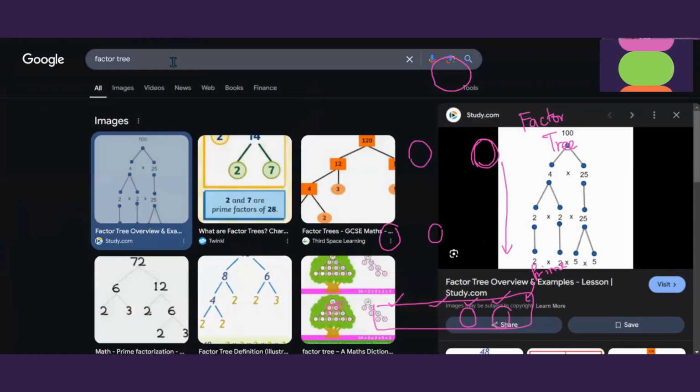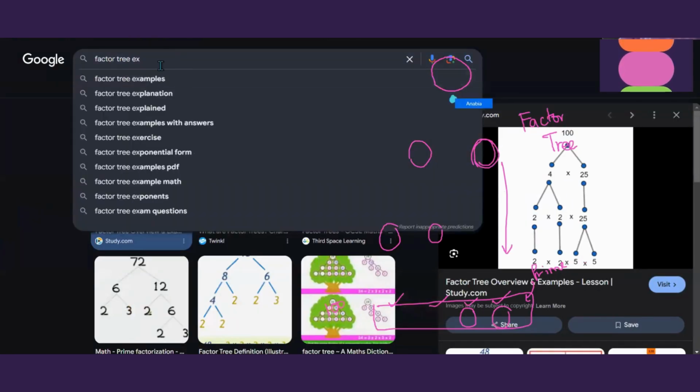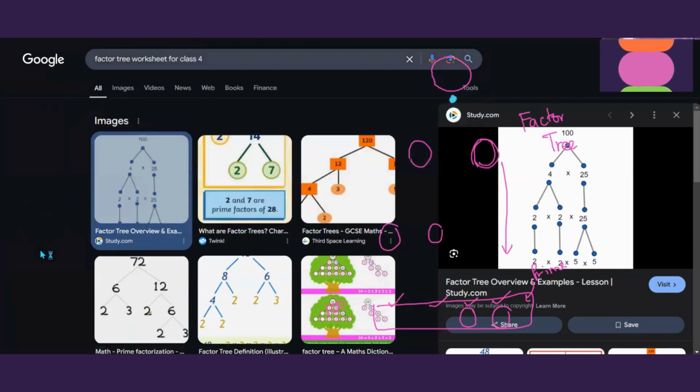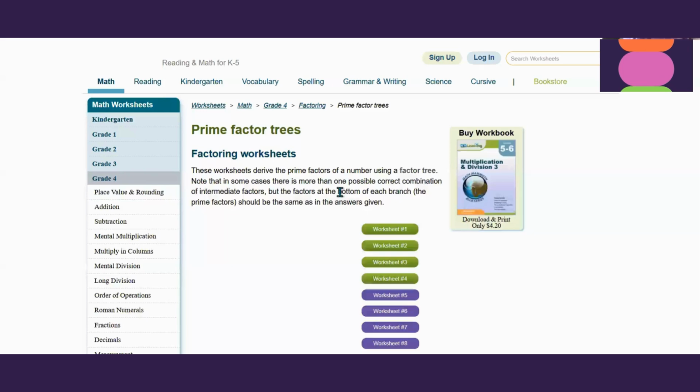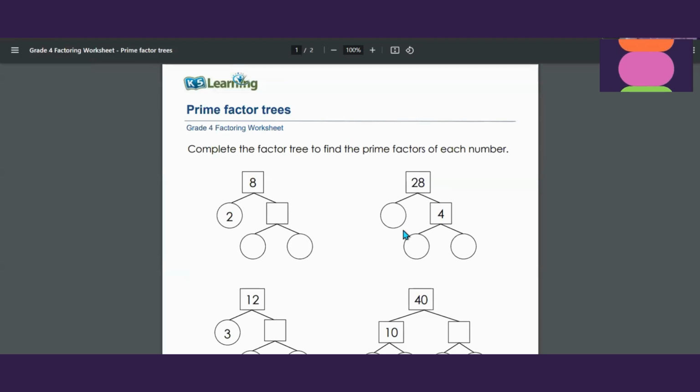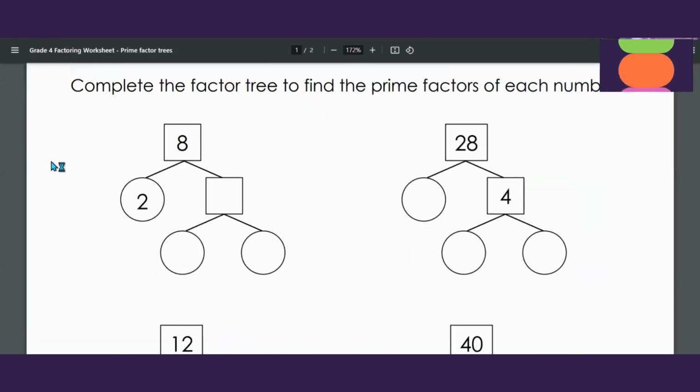Let us do some factor tree exercises. Look at this. 8 is 2 times what? 8 is 2 times 4. And 4 is 2 times 2.